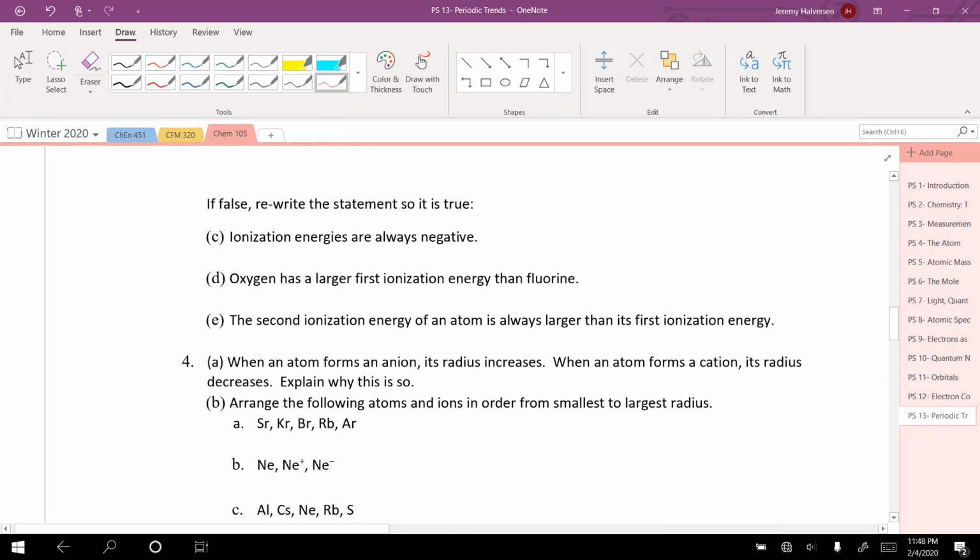Ionization energies are always negative. Question: if I'm trying to remove an electron, that's what ionization energy is. I'm taking an electron from an n level and I'm trying to rip it away. Does that require energy or release energy? That always requires energy. And therefore, this should not say negative. If we want this to be true, there we go, it should be positive. This is false.